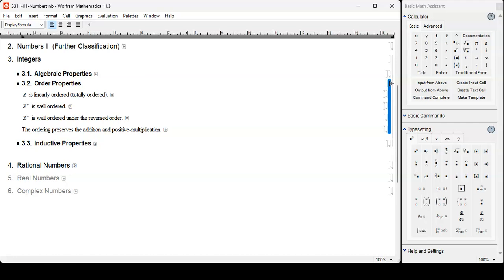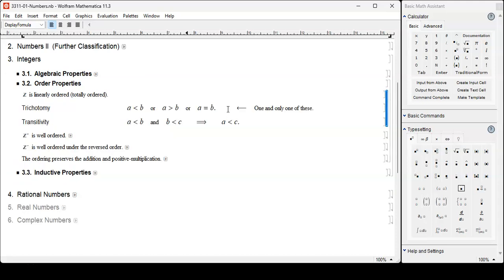Order properties. Z is linearly ordered or totally ordered. First, trichotomy. A is less than B or greater than B or equal to B. One and only one of those three must hold. Transitivity. A is less than B and B is less than C, then A is less than C. These two yield Z is linearly ordered. That is, you can arrange all the integers on a line.